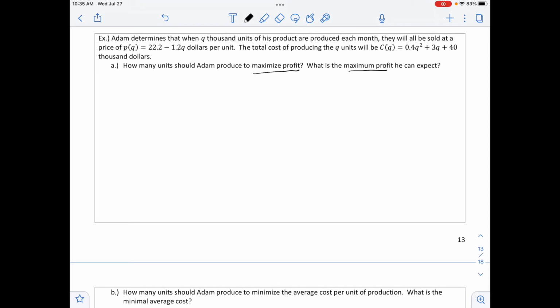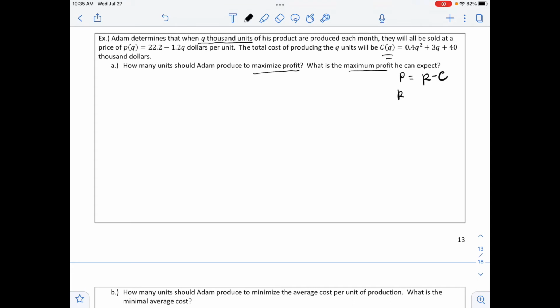And so the first thing to note is that we are dealing with Q thousand units, so making sure you realize that. And so we're trying to maximize our profit function, and if you notice, we do not have a profit function given to us, so we need to come up with that profit function. And so remember that profit equals revenue minus cost. And we are given our cost function up above, but we're also not given a revenue function, so we need to come up with that.